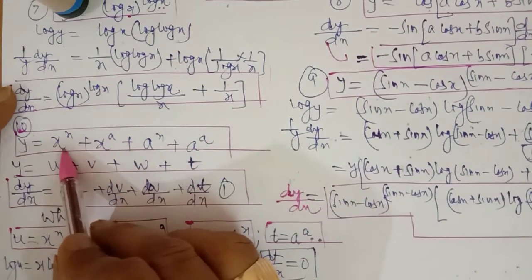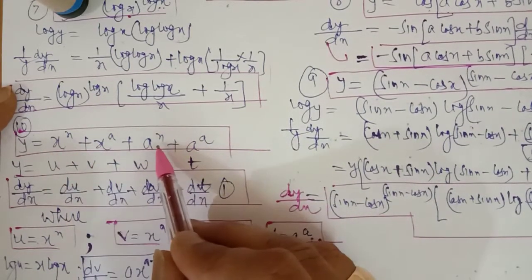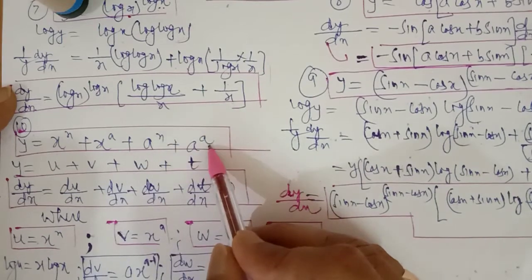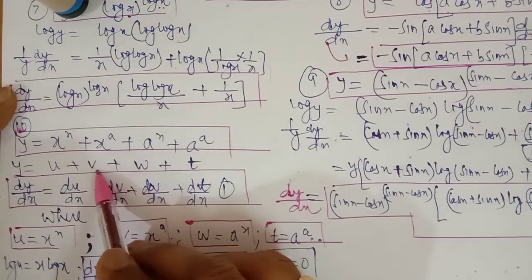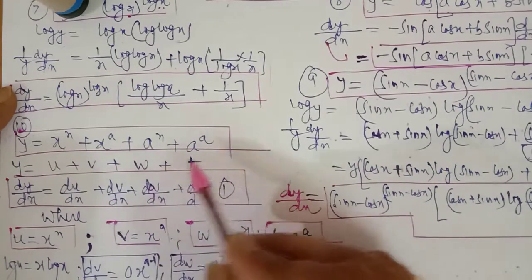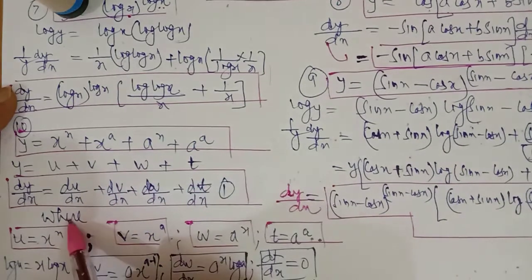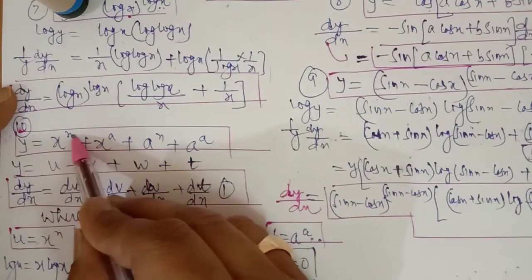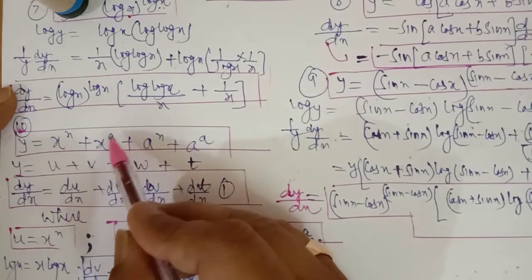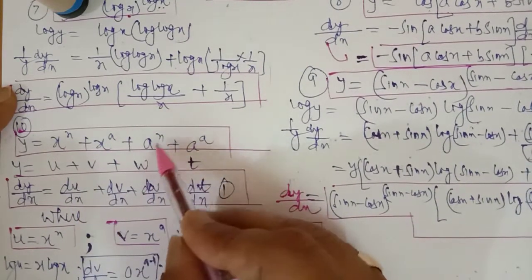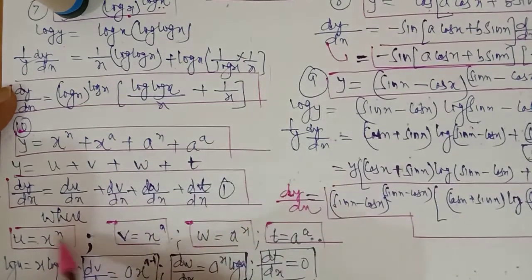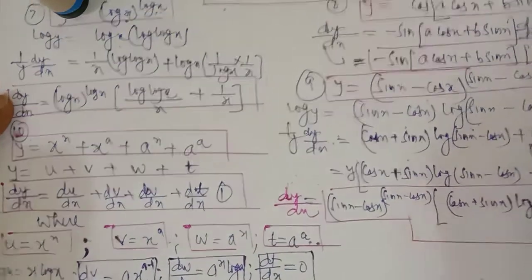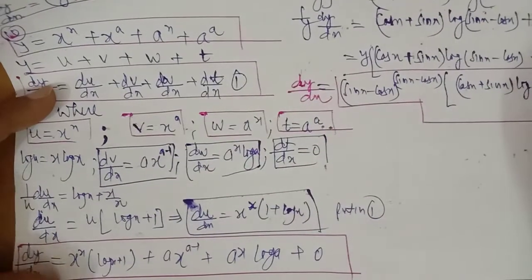So let the first term be u, second term be v, third term be w, fourth term be t, and dy by dx will be equal to du upon dx plus dv upon dx plus dw upon dx plus dt upon dx, where we have let u is equal to x raised to power x, v is equal to x raised to power a, w is equal to a raised to power x, and we have let t is equal to a raised to power a. Now we will differentiate this individually and see the differentiation very carefully.